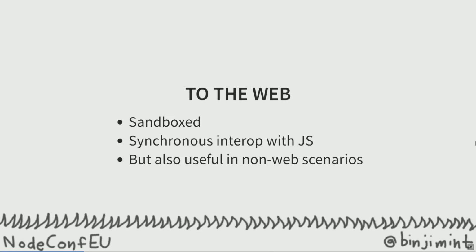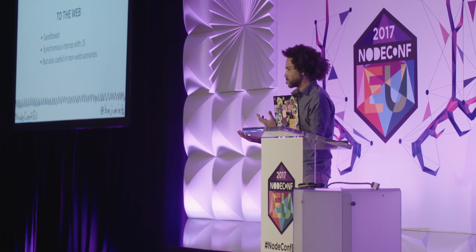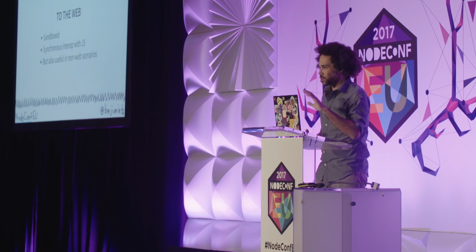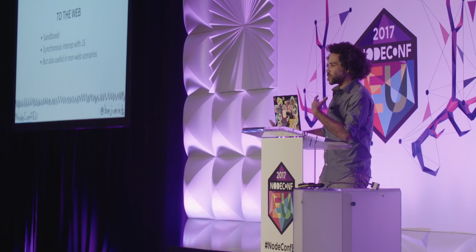Another thing that's super important is that it needs to have synchronous interoperability with JavaScript. I mean, JavaScript is the language of the web, right? And WebAssembly isn't meant to supplant it. So it needs to be able to communicate with JavaScript, all the JavaScript APIs. And that's true for Node as well. And like I said, it's also useful in non-web scenarios, such as Node.js.